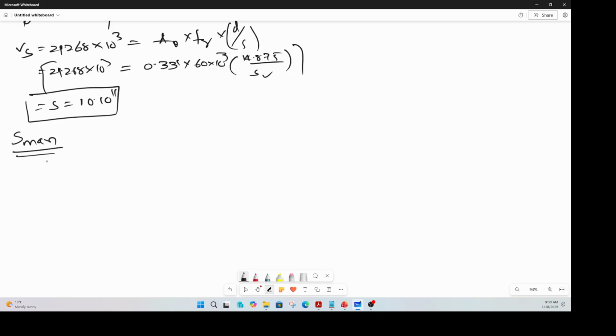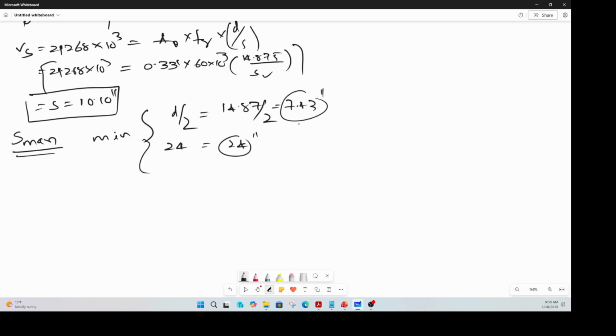Okay, we talked about it earlier. For a non-prestressed beam, this value is the minimum of d/2 or 24 inches. d is 14.875, so d/2 is roughly 7.43, or 24 inches. So the minimum of 7.43 and 24 inches is your s max, which means s max is 7.43 inches. In the exam, you'll have an option close to 7, and you need to pick that.